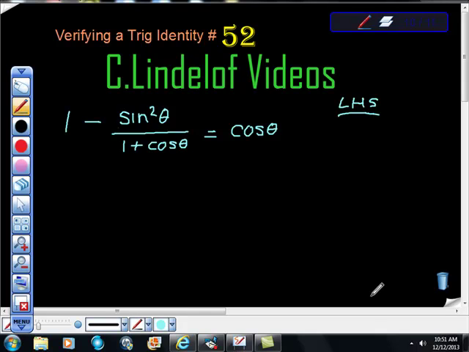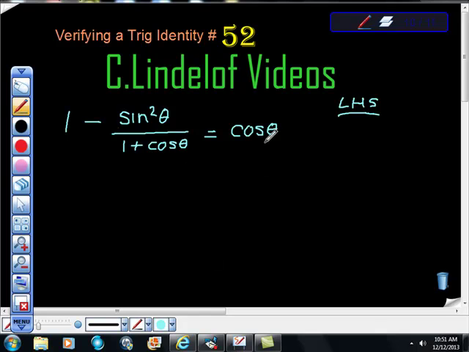All right, C. Lindelof videos, verifying a trig identity, number 52. So I gave two clues for solving this. Remember, this is a left-hand side proof, so we can't touch the right-hand side. We can only touch the left-hand side. The two clues I gave were the Pythagorean identity, and then I said difference of squares.